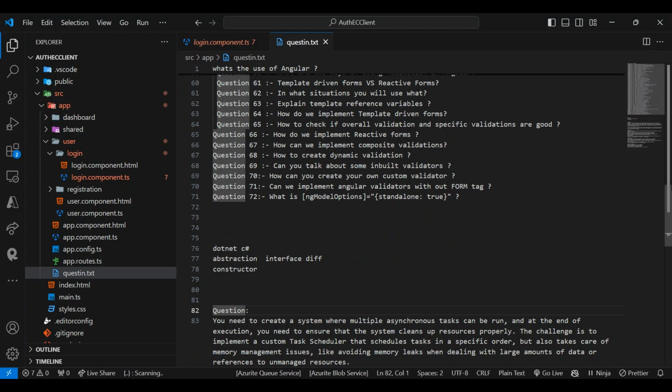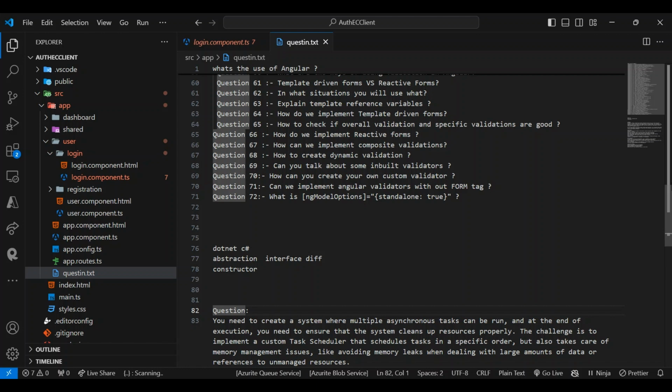After that, one of the good questions was on the ngModelOptions: what is ngModelOptions, standalone true? After all of these questions, they ask what the latest features in Angular 17 and 18 are compared to 15, 16 and so on. So you have to mention deferrable views, control flow, and standalone.